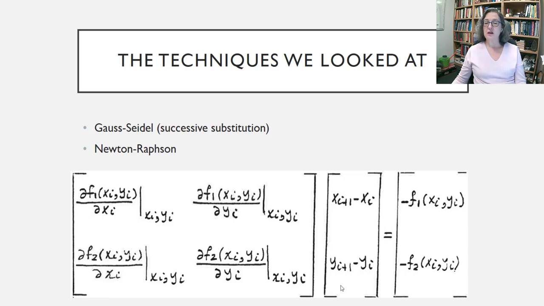Okay, how are you going to solve this? Well, this is always going to be linear. So therefore, all I need to do is find the matrix inverse here, multiply it by these negative functions evaluated at the old value, and that's going to get me my delta x's. To get a new guess, all I do is add my old guess, and that gets me my new guess. Okay.